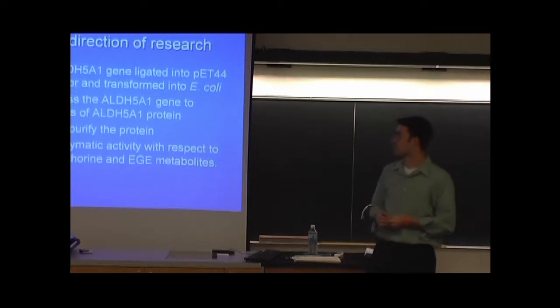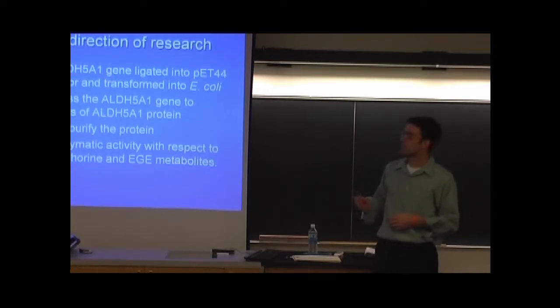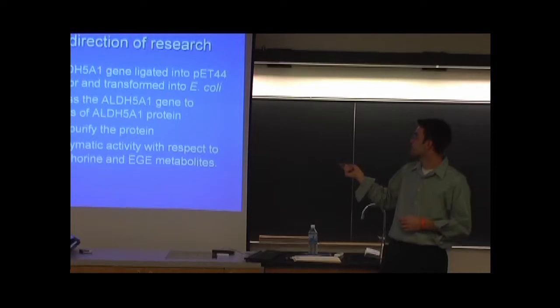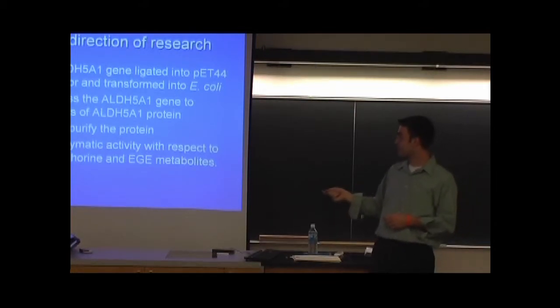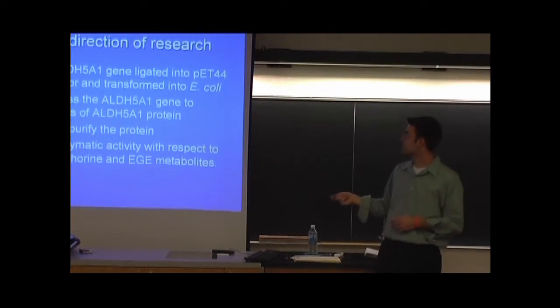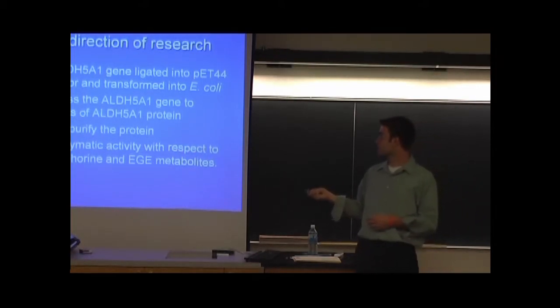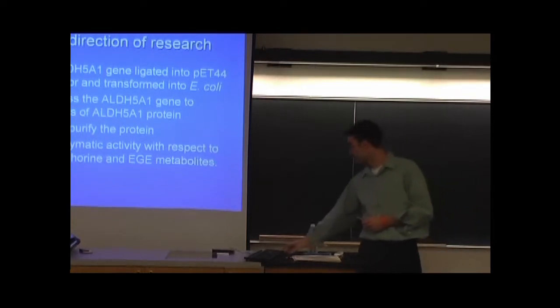So the future research that we have to do is to get the Aldh5A1 gene ligated into the pET44 EK/LIC vector, which is an expression vector, and then transform that into the E. coli. Overexpress our gene so that it generates lots of your Aldh5A1 protein, and isolate and purify that protein and test for the enzymatic activity with respect to the oxazaphosphorine chemotherapeutic drugs and the ethylene glycol ether metabolites.